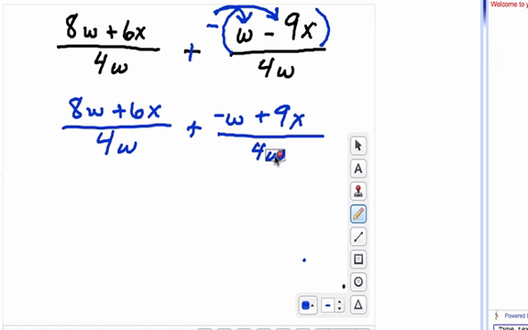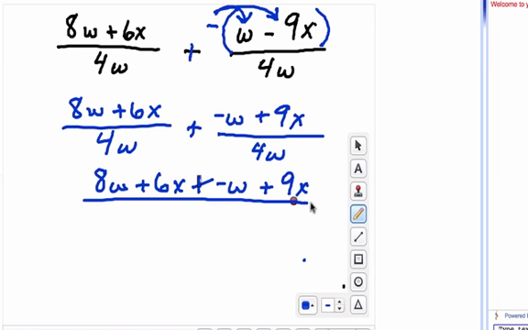Okay, so the denominators are the same. We took care of that subtraction. So we're going to go ahead and combine these together. So that gives you plus a negative w plus 9x, all divided by not 1, but 4w, right? Because the denominator stays the same.